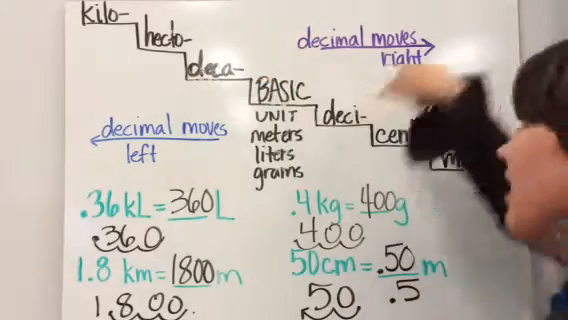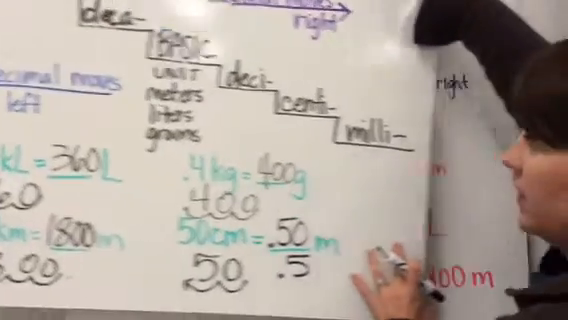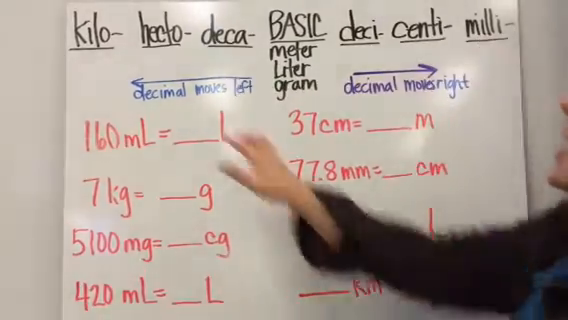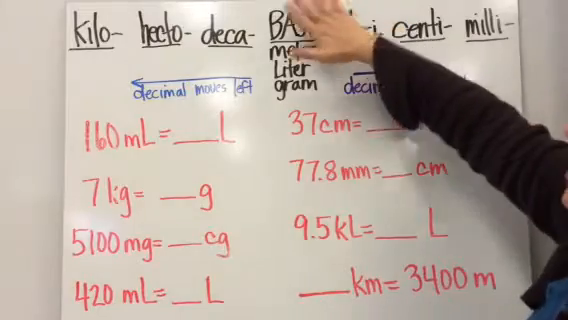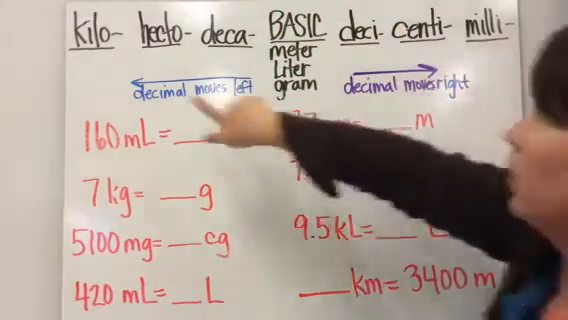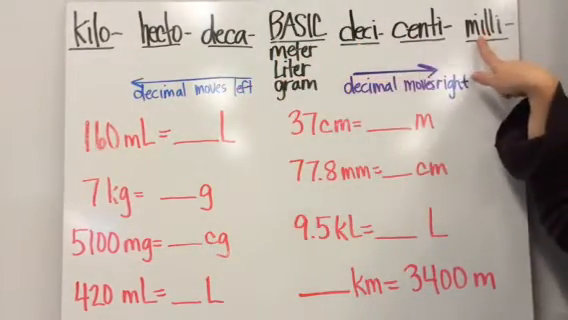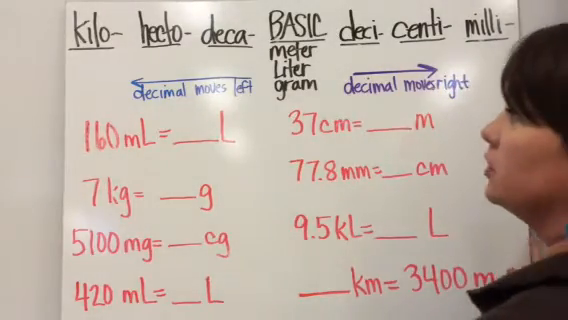Now, you don't have to draw the stair step. It really isn't a matter of having a stair step. So I wrote it this time just going straight across. Kilo, hecto, deca, meters, liters, and grams, that's your base unit, deci, centi, and milli. Remember, King Henry died by drinking chocolate milk. I still made my notes about the decimal moving left and right, so let's do a few more.